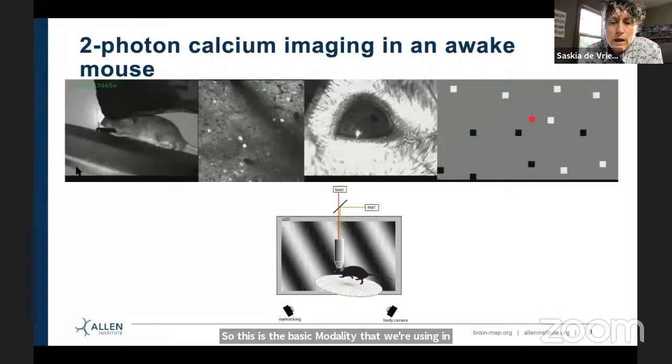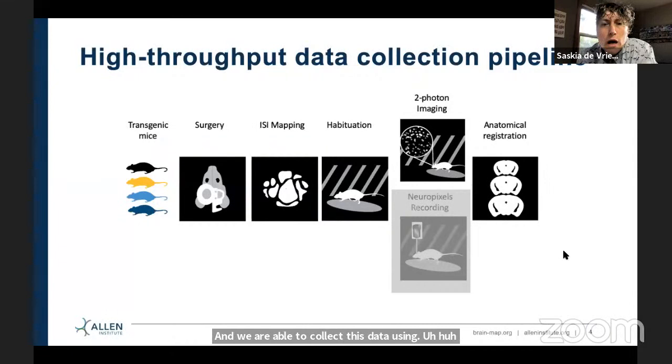We are able to collect this data using a high throughput data collection pipeline. And so we've set up our operation system. We've got separate teams that carry out each stage of the experiment. We've got teams that create our transgenic mice. We have a surgery team that creates the cranial window that gives us optical access to the brain and puts in this head post. We have a team that creates a map of the visual area.